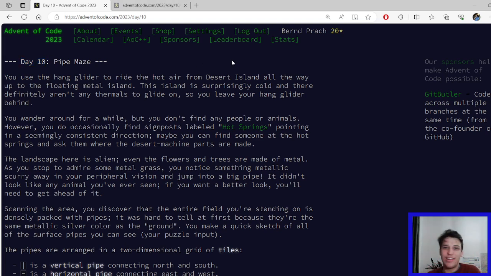And today was a really interesting puzzle. I really enjoyed it. I hope you also enjoyed it. And yeah, it definitely took me some more time than usual to solve, and it also required quite a bit of code. But let's have a look into it.